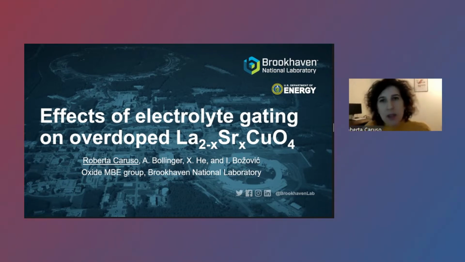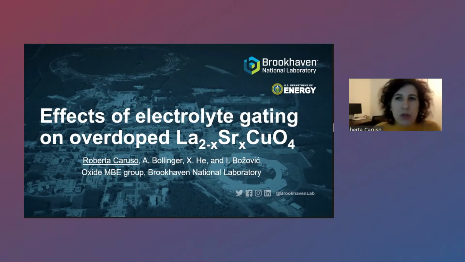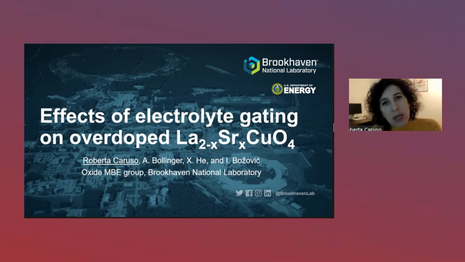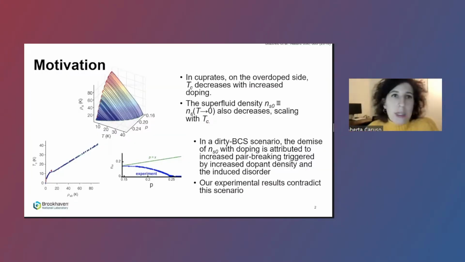So there's been a slight change with respect to the title that you can read in the program book. Today I'm going to talk about the effects of electrolyte gating on overdoped lanthanum strontium copper oxide. This work is being carried out by myself together with my colleagues Anthony Bollinger and Ivan Bozovic.